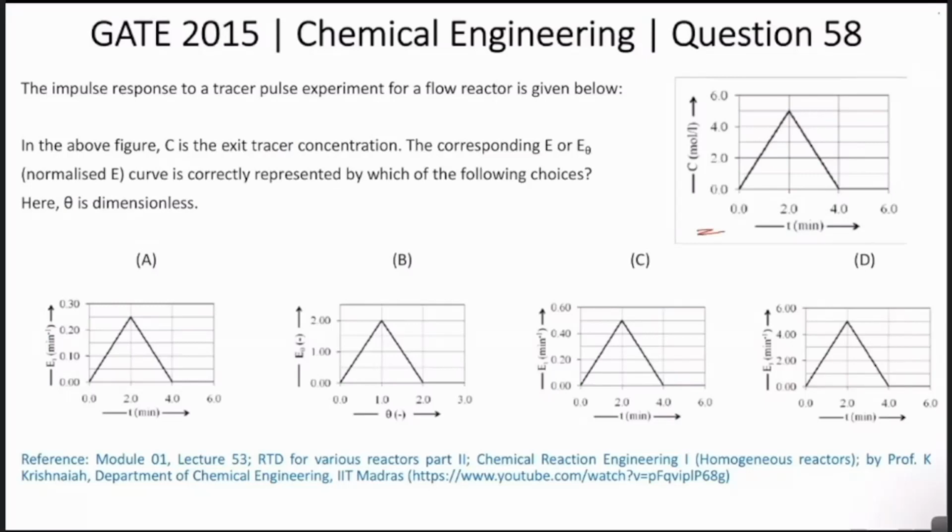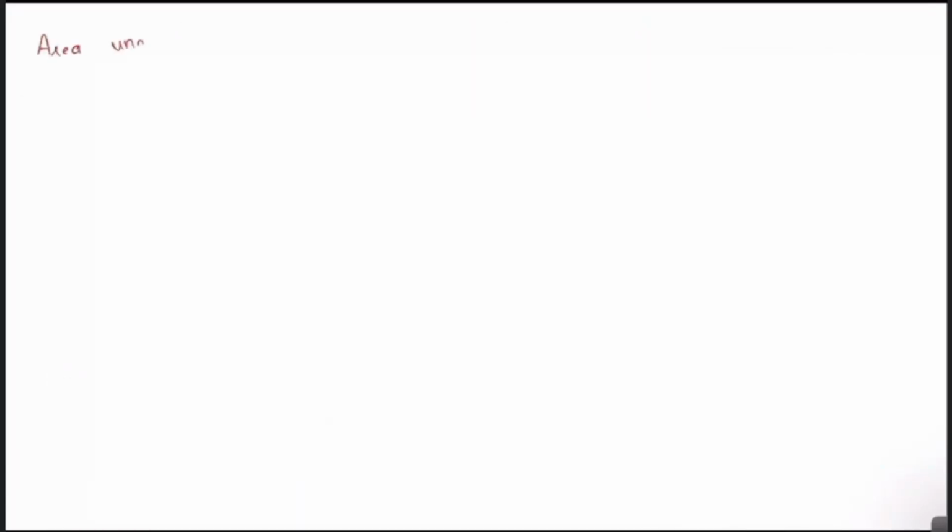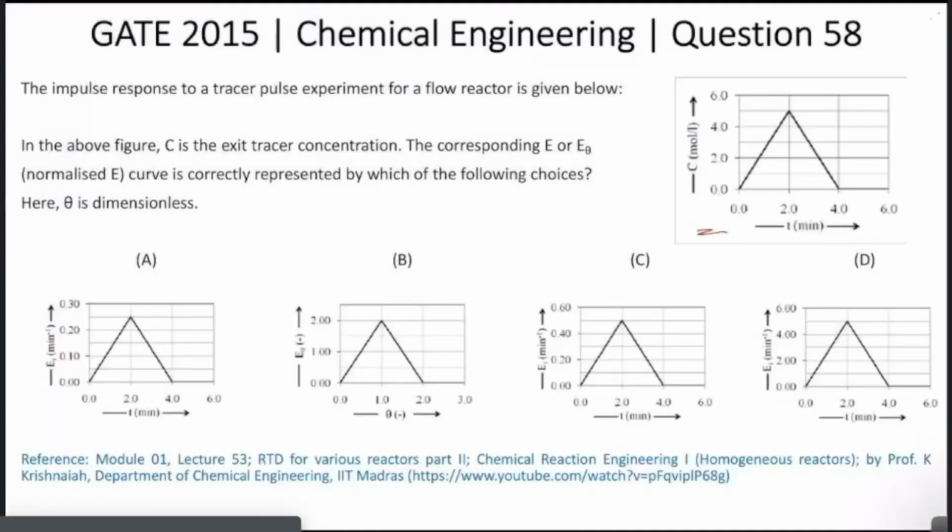So the concept that we'll be using here is basically that the area under the E curve is equal to 1, the integral of E of t dt. So what we can do here is find the area of the four options that are given to us, and if any of these areas under the E curve is 1, then that will be our answer. So what we will do is find the area under these curves.